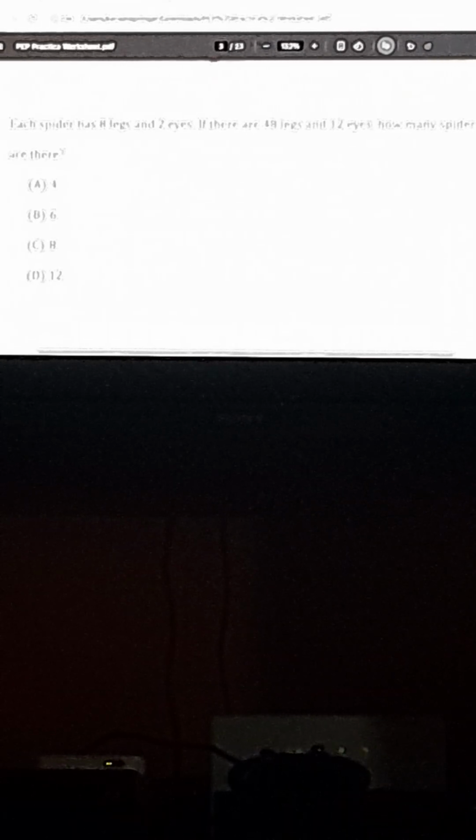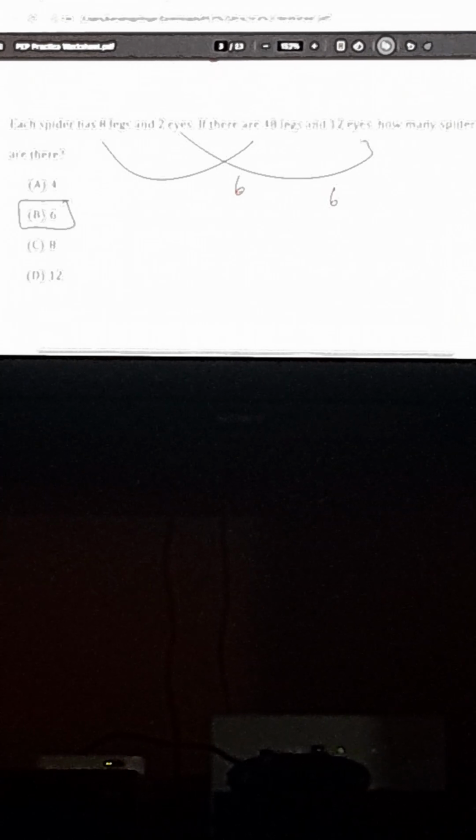Each spider has 8 legs and 2 eyes. If there are 40 legs and 12 eyes, how many spiders are there? Let's just go 8 into 40, it is 5. 2 into 12 is 6. Hmm, 8 into 40 is 5 and 2 into 12 is 6. Let's go with the numbers given: 6 spiders. Now, I'm not too sure about those eyes.